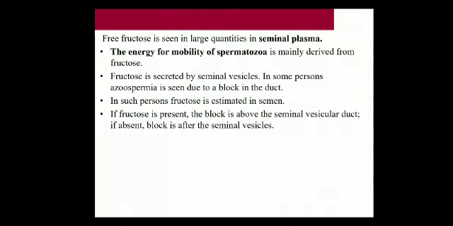Free fructose can be seen in larger amounts in seminal plasma. So the energy for the motility of spermatozoa is produced by this fructose. So here I am mentioning the importance of fructose. In some persons azoospermia can also be seen when there is a block in the duct, and fructose is estimated in the semen of these persons. If fructose is present, the block is above the seminal vesicle duct. If it is absent, it is after the seminal vesicle. This is how they detect where the defect is.